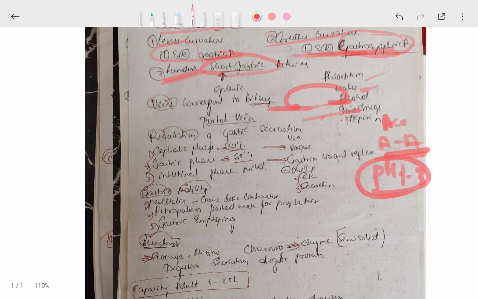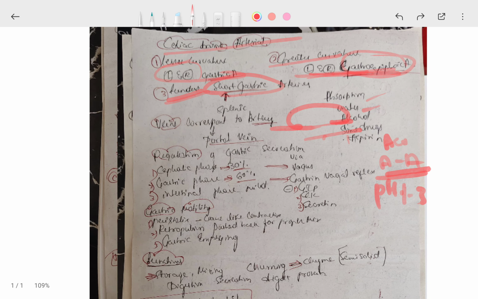So aspirin is better absorbed in the stomach. And you have venous supply, venous drainage corresponding to the arteries, and finally drain into the portal vein. And regulation of the gastric secretion, you have three phases: cephalic phase, gastric phase, and intestinal phase. Cephalic phase contributes 30%, gastric 60%, and mild from the intestinal.